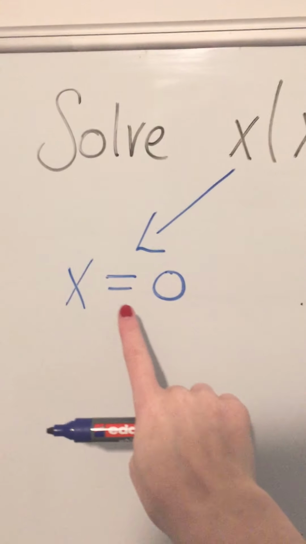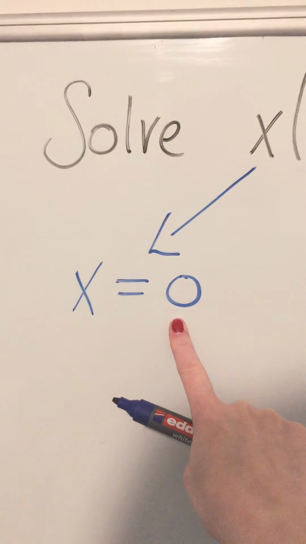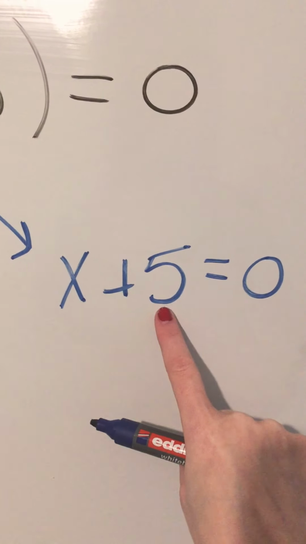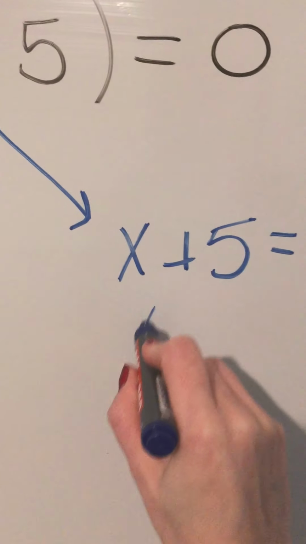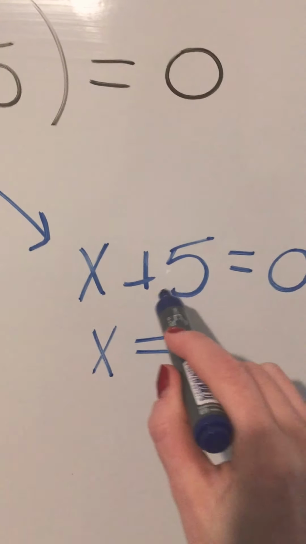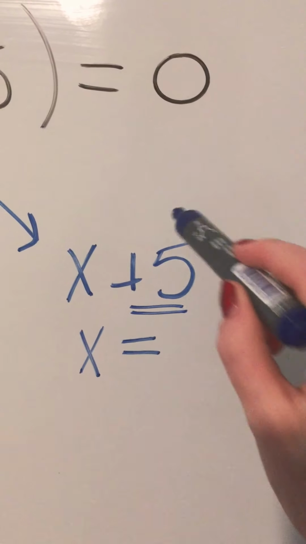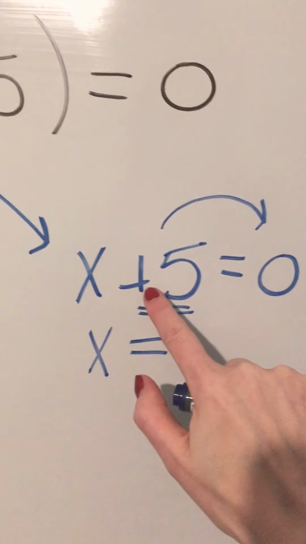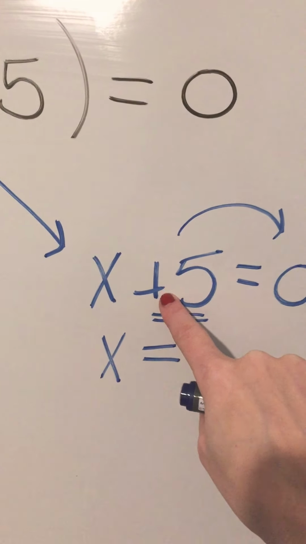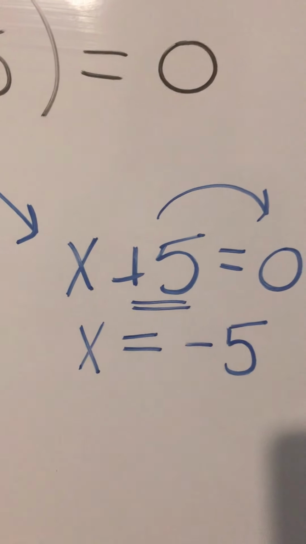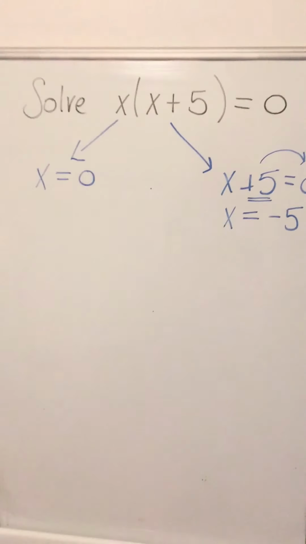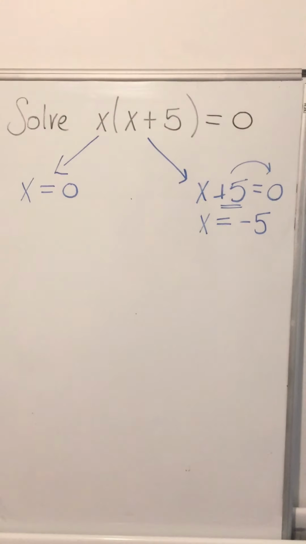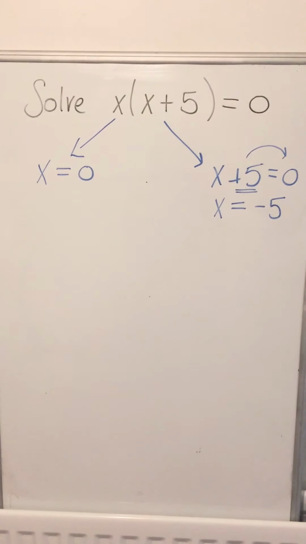Now here, it's already in, so we've got x equals 0, so that's one possible answer. So if we go over here, we've got x plus 5 equals 0. So we want to get the x by itself. So to get the x by itself, we have to move this plus 5. So you move it over, and remember, anything that moves over the equal sign changes. So this is a positive 5, so it's going to turn into a negative 5. So my two possible answers for x in this question is x can be minus 5 or x can be 0. And that's the question done and solved.